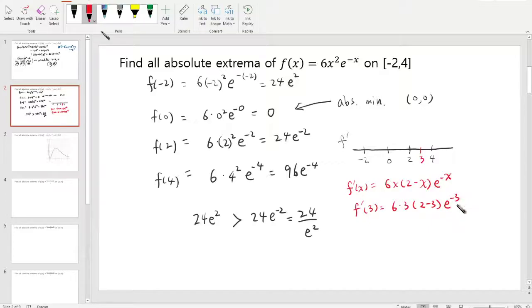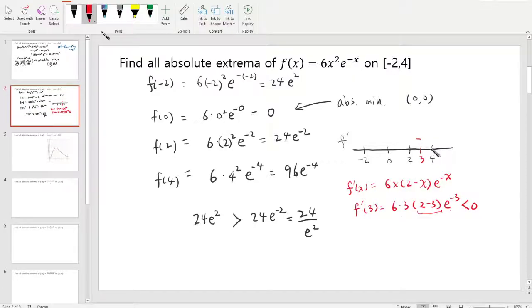That's 6 times 3, times 2 minus 3, times e to the -3. Remember, exponential functions are always positive. This can never be 0. 6 times 3 is positive, but 2 minus 3 is -1. So overall, this is negative, because you have a negative times positive and positive. So we know that f prime is negative here.